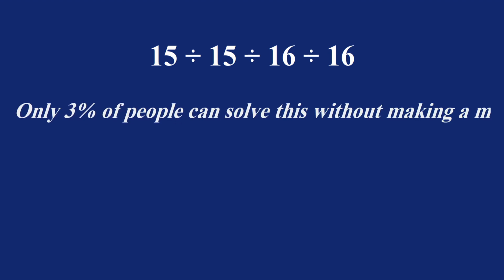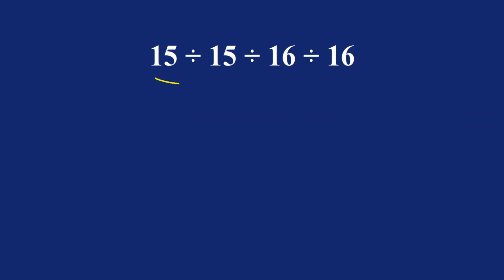In this episode, 15 divided by 15 equals 1, and 16 divided by 16 equals 1. Now we have this problem, 1 divided by 1, which equals 1. But this answer is not correct because according to the order of operations, we must do this division, then this division, and at last this division.